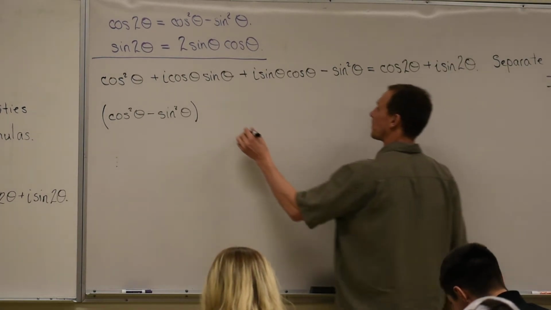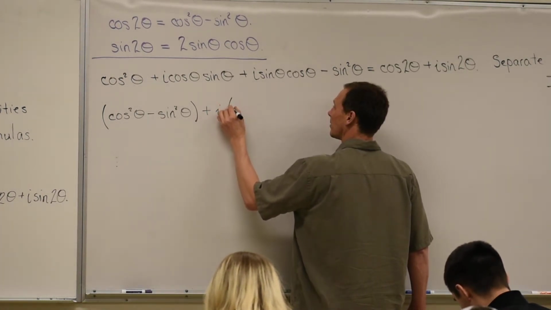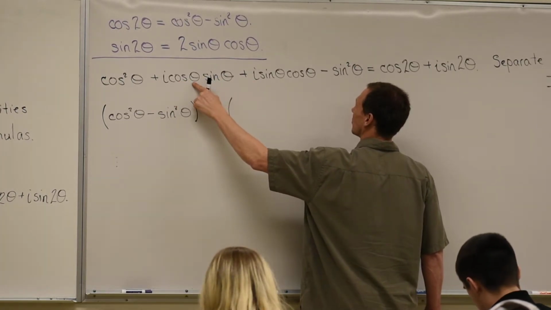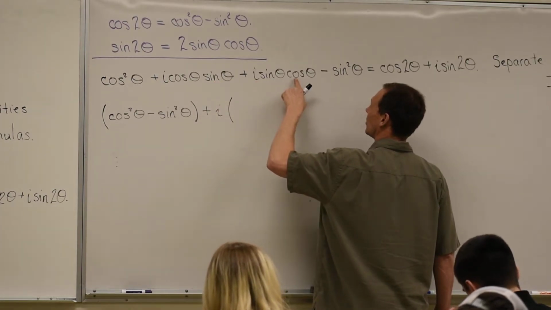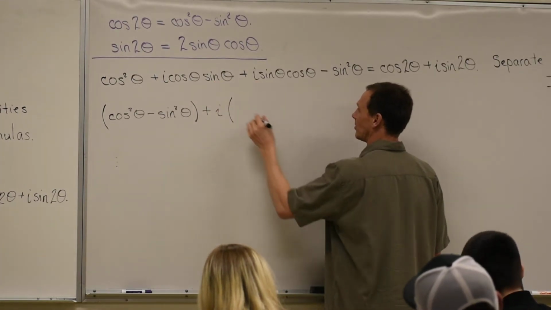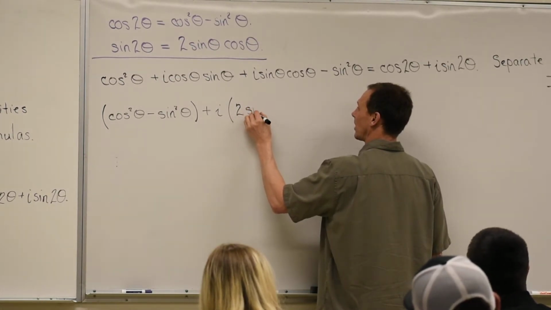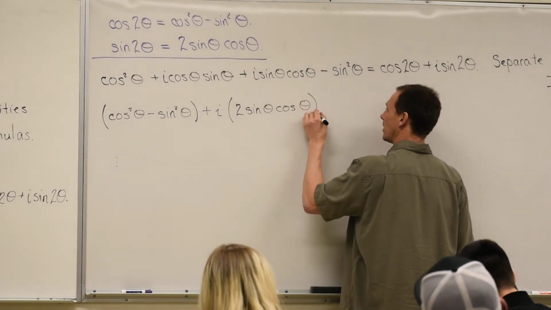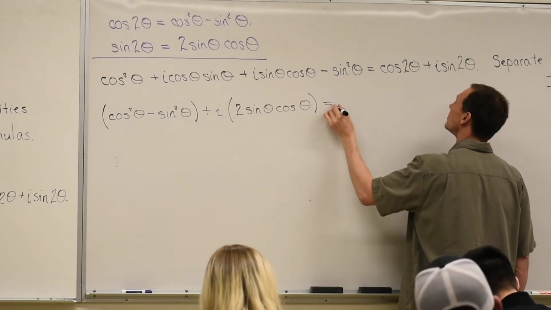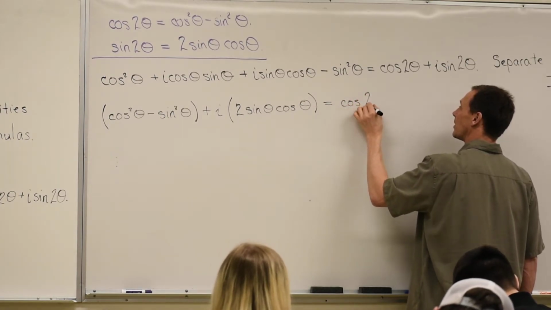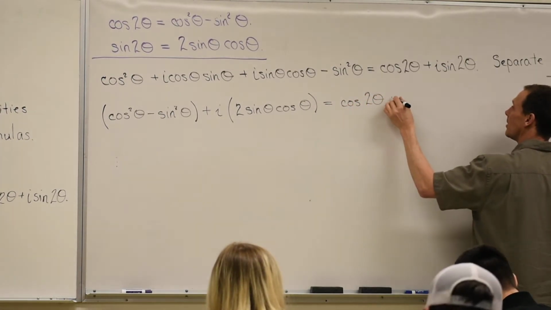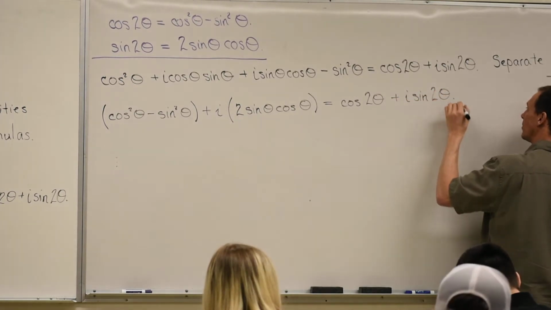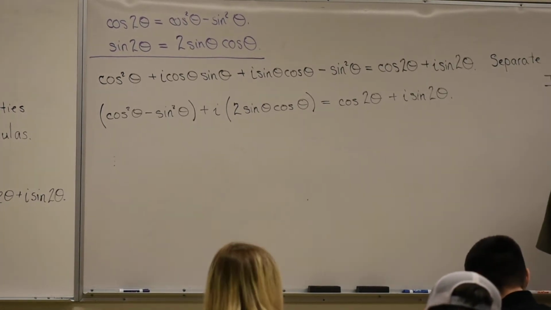Plus I, parenthesis. Now, oh, look at this. Here's an I. If I factor my I out of these two middle terms, this is a cosine sine. This is a cosine sine. The order of the multiplication doesn't matter. This is 2 times sine theta cosine theta. Cosine 2 theta on the right-hand side, plus I sine 2 theta. There it is. We're done.